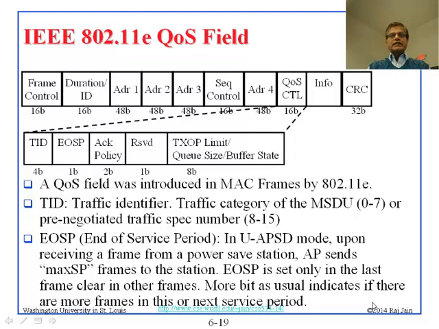So last time I did not discuss this slide. This is a new slide. One of the things 802.11e did was add a field to the MAC frame. So they added a QoS control field, which was not there before. Obviously it was not there because there was no QoS.